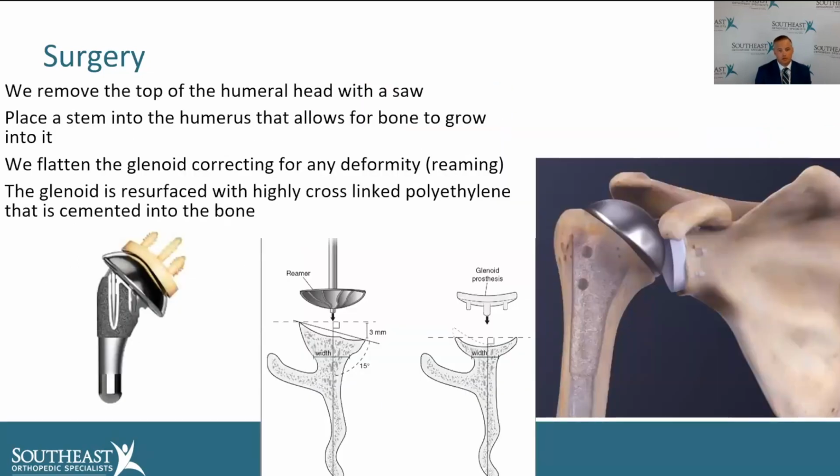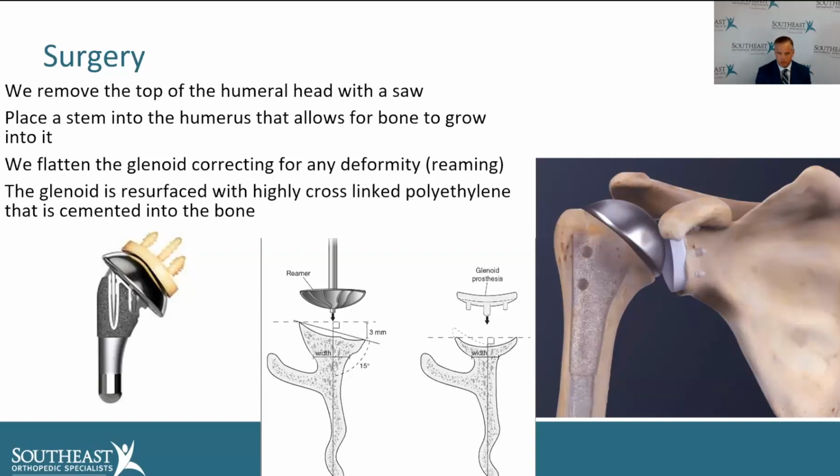So during the surgery, we remove the top of the humeral head and we place a stem into the humerus that allows for bone to grow into that stem. The glenoid is flattened out to correct for any deformity and remove any remaining cartilage. We call this process reaming. And then the glenoid is resurfaced with a highly cross-linked polyethylene, which is cemented into the bone.